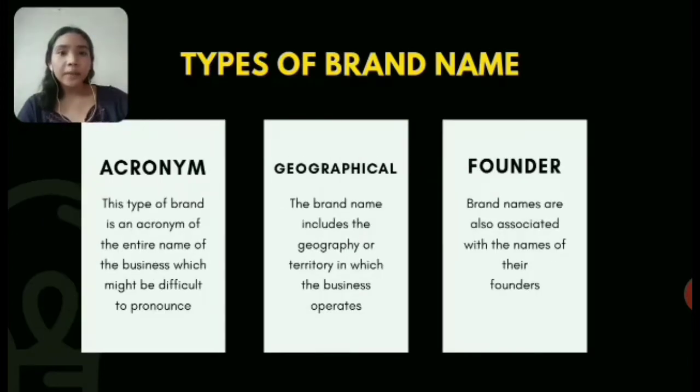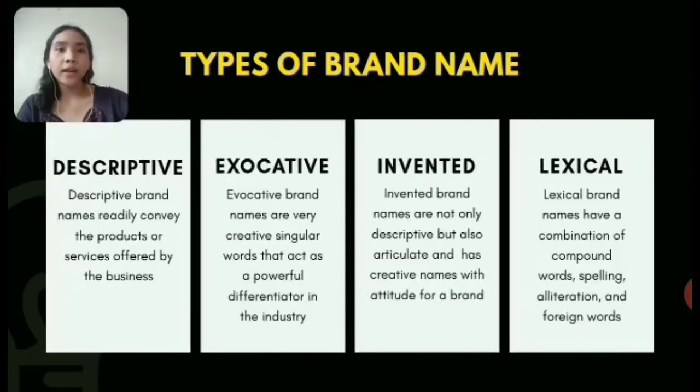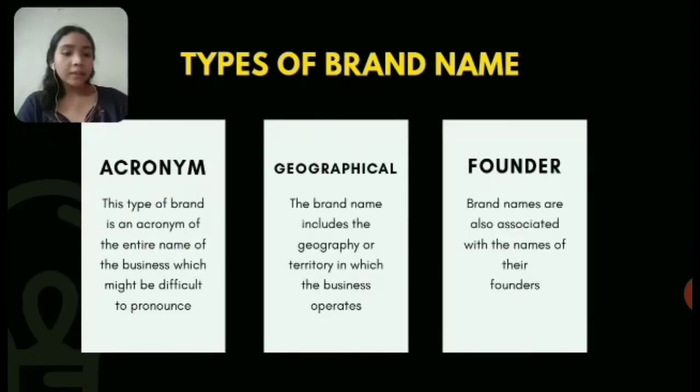Next is acronym. This type of brand is an acronym of the entire name of the business which might be difficult to pronounce. Acronym brand names are just shorthand version of descriptive name. So, ang kaning acronym daw is more siya shorthand version ni descriptive brand name. Example, aning acronym is Kentucky Fried Chicken or KFC. Gi acronym ni Kentucky Fried Chicken is kanang ang fried chicken kay dili siya healthy, so mo tong gi acronym siya.